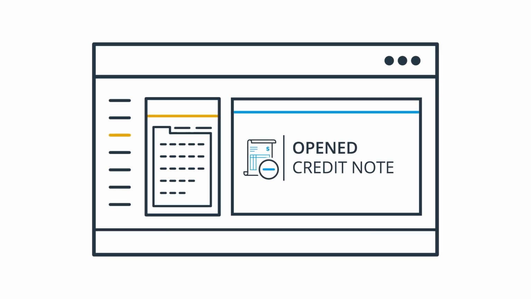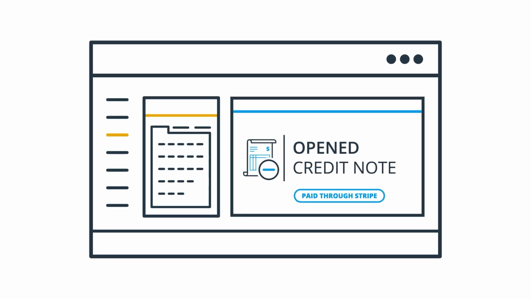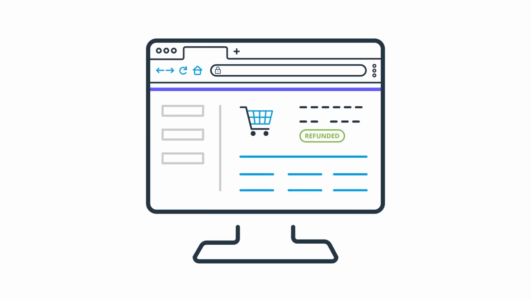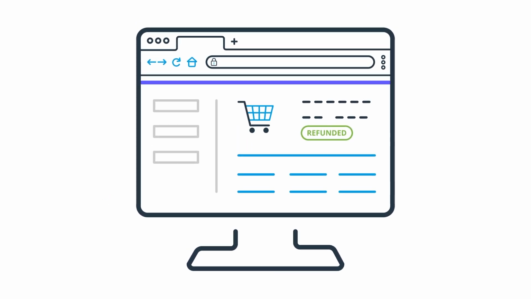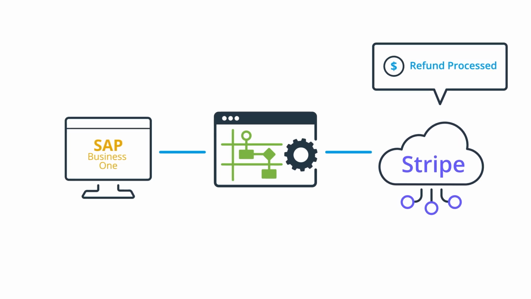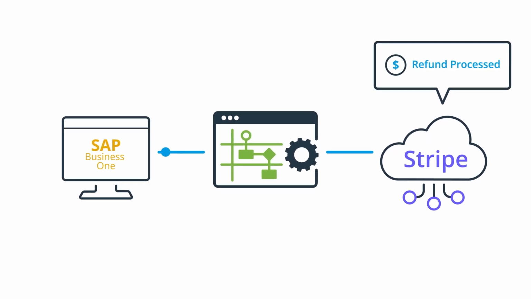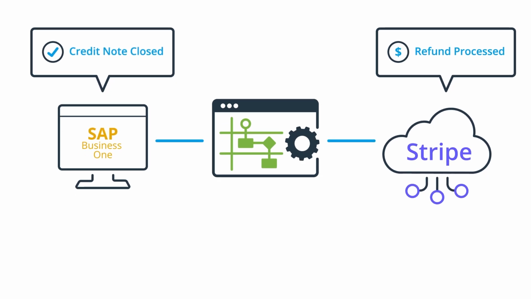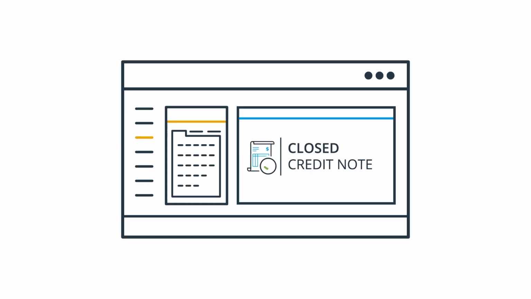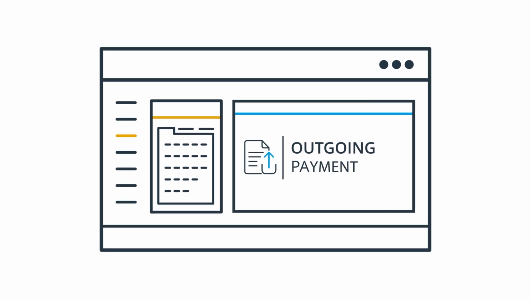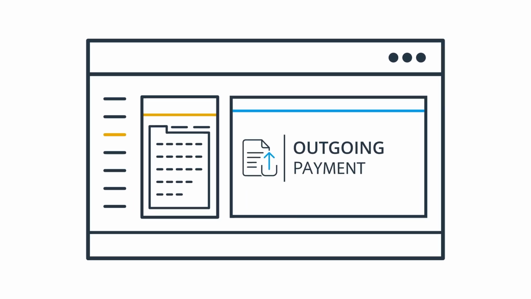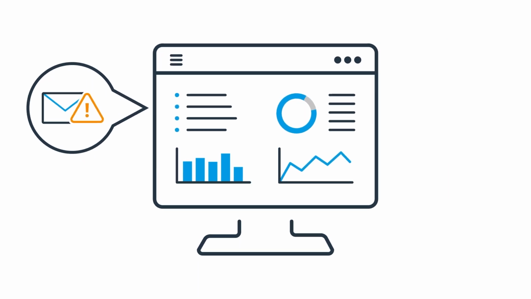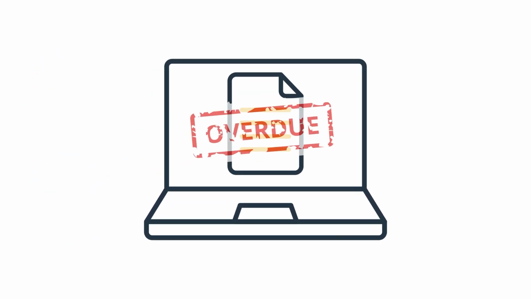Opened credit notes against an invoice paid through Stripe in SAP Business One are sent to Stripe as either full or partial refunds. Successful refunds in Stripe are created as outgoing payments in SAP Business One to close the credit note. Once a credit note is closed, an SAP Business One outgoing payment document will be generated. In addition, daily reports for overdue invoices are sent to your nominated recipients.